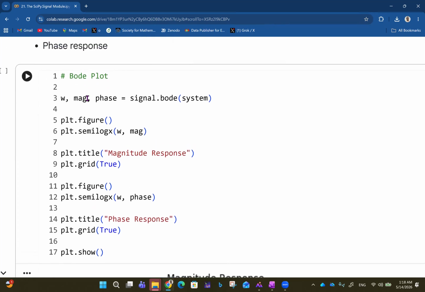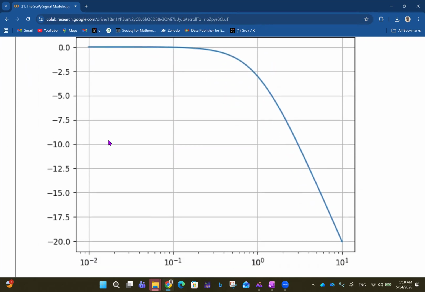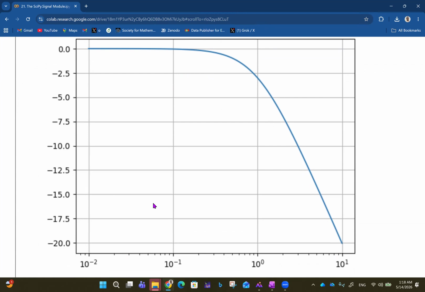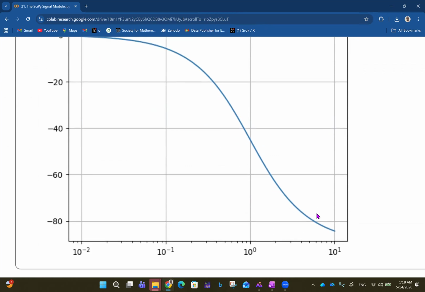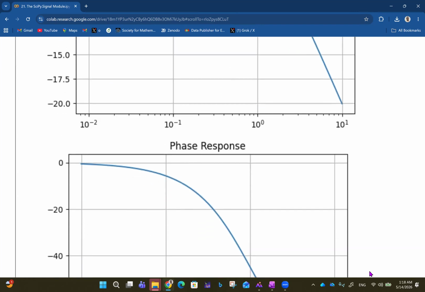So for the Bode plot, you have w, mag, phase equals signal.bode(system). Then you plot the plt.figure, semilogx, and all that. You have the magnitude response and phase response in two different plots. For the magnitude response, you know, from 10 raised to minus 2, that's 0.01, up to 10 raised to power 1, which is 10. So this is the kind of decline you have. And for the phase response, it starts and then it eases out that way, not as sharp as the magnitude response.